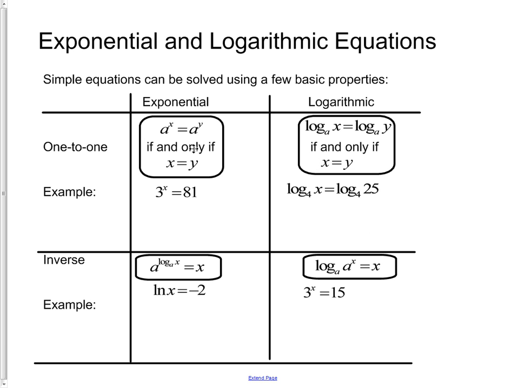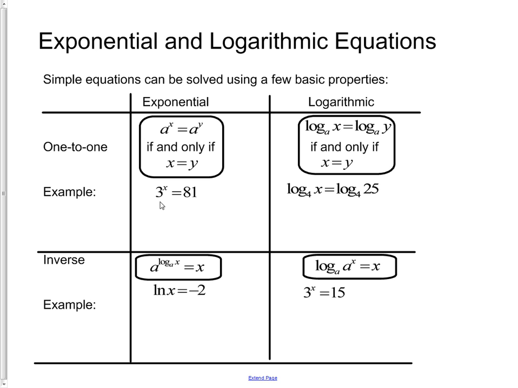The first ones are the one-to-one properties. The one-to-one properties say that if a to the x is equal to a to the y, that's true if and only if x is equal to y. Likewise, logarithms are also one-to-one. If you take the logarithm base a of x, it will be equal to the logarithm base a of y if and only if x is equal to y. So let's just see this first property in action.